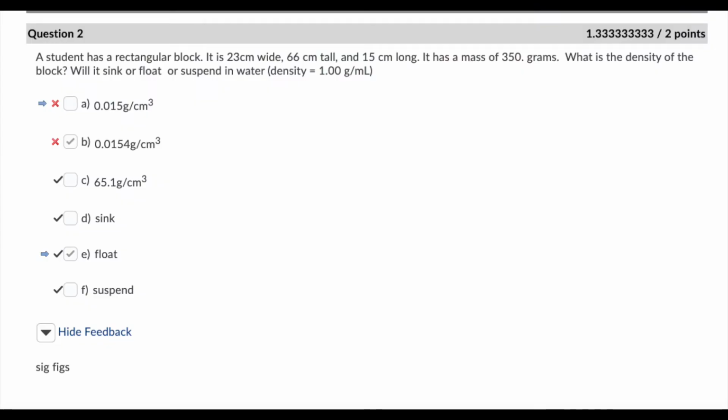All I had to do was round correctly, so as you can see here, the answer is A, 0.015 grams per centimeters cubed, rather than my answer of 0.0154 grams per centimeters cubed. Unrelated to my mistakes, but as far as will it sink or float or suspend in water, when you compare 0.015 to the density of water, which is 1, I said that it would float because it is significantly smaller than the density of water, which would make sense for it to float.